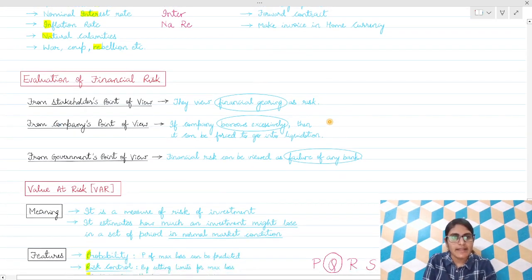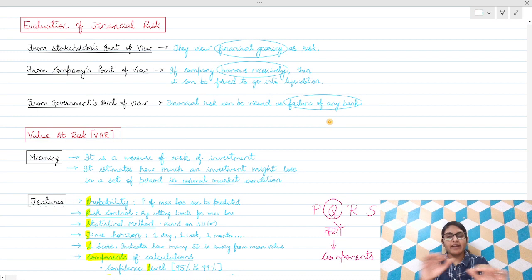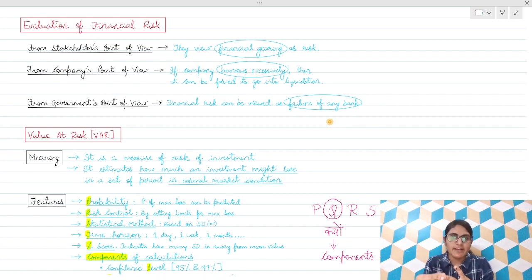Okay. Next, evaluation. Now we are done with those four risks: counterparty risk, political or country risk, interest rate risk, and currency risk. Now the next topic, evaluation of financial risk, from three points of view: stakeholders, companies, and government. From the stakeholders' point of view, financial risk we evaluate from financial gearing.